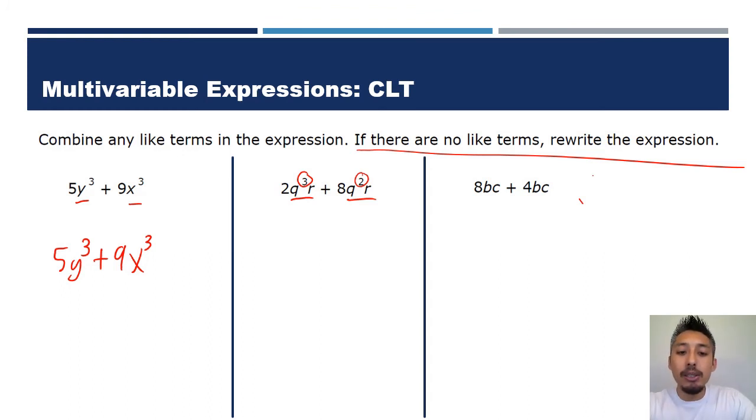So our final answer is 2q to the power of 3r plus 8q to the power of 2r. We just wrote the problem again. We can't combine them. That is our final answer.